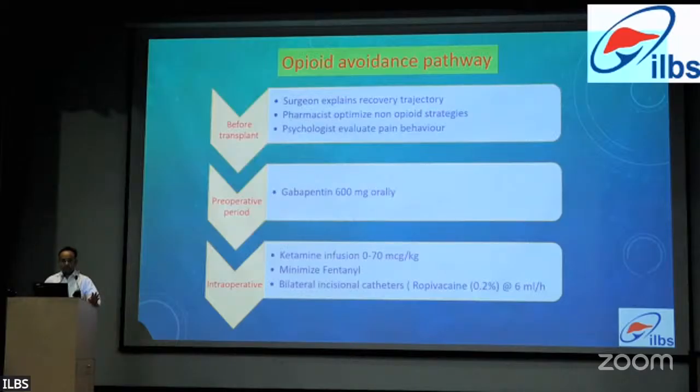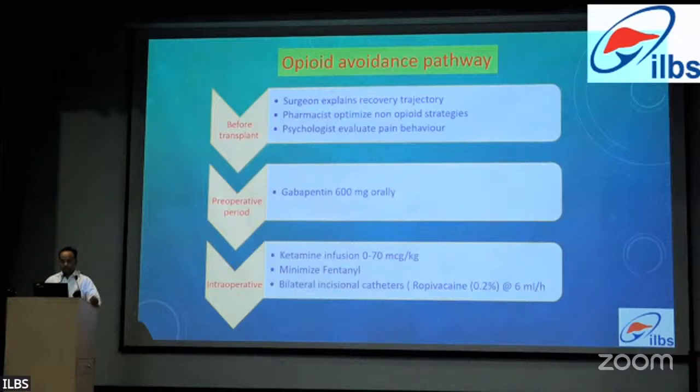It was developed by a multidisciplinary team of anesthesiologist, surgeon, hepatologist, social worker and the physiotherapist. Before transplant, the surgeon explains completely about the expected recovery trajectory after the liver transplantation. Pharmacist optimizes the non-opioid strategies and the psychologist evaluates the complete pain behavior of the patient. In the preoperative period, oral gabapentin 600 milligram is given to all patients 2 hours prior to the surgery. Intraoperatively, as far as possible, try to use the minimum amount of fentanyl, and the ketamine infusion in a dose of 0 to 70 microgram per kg can be used.